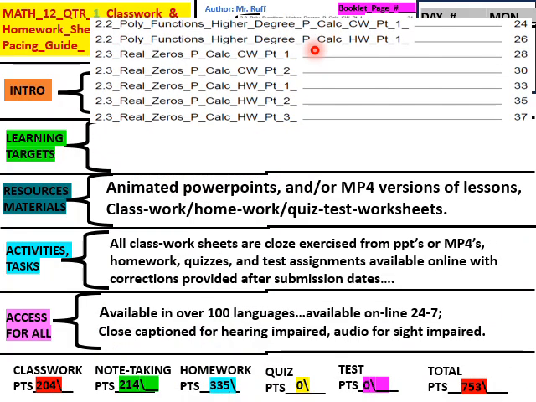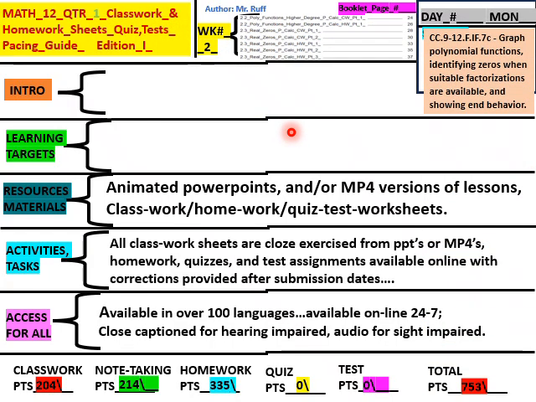Here are our assignments, which are 2.2 Polynomial Functions of Higher Degree, Pre-Calculus, class part 1. And then we go into 2.2 Polynomial Functions of Higher Degree, Pre-Calculus, homework part 1. So we cover that. And then we go to 2.3 Real Zeros, Pre-Calculus, class parts 1 and 2. Then 2.3 Real Zeros, Pre-Calculus, homework parts 1, 2, and 3. So there's your week 2.